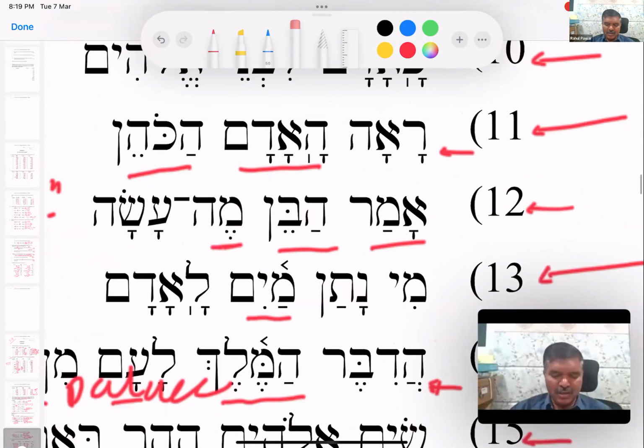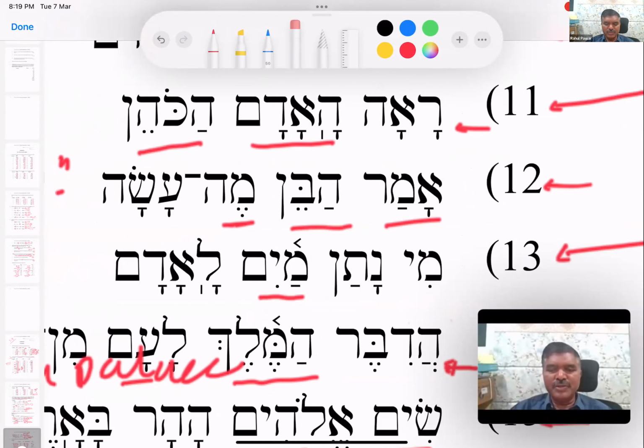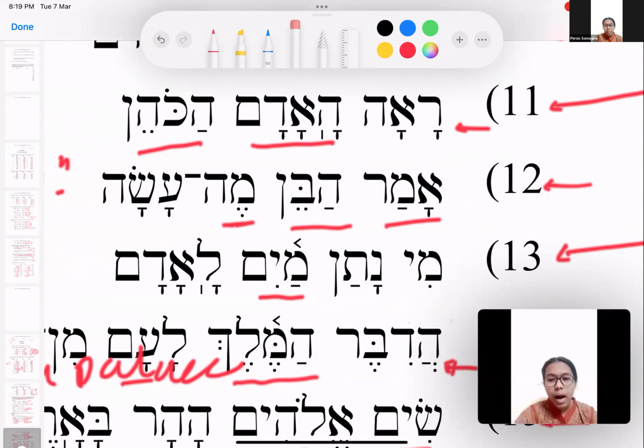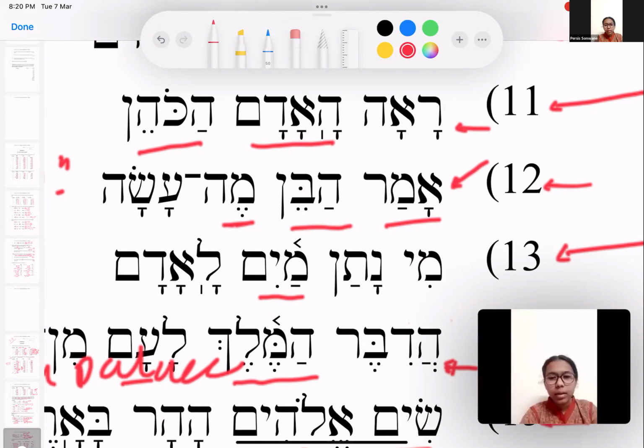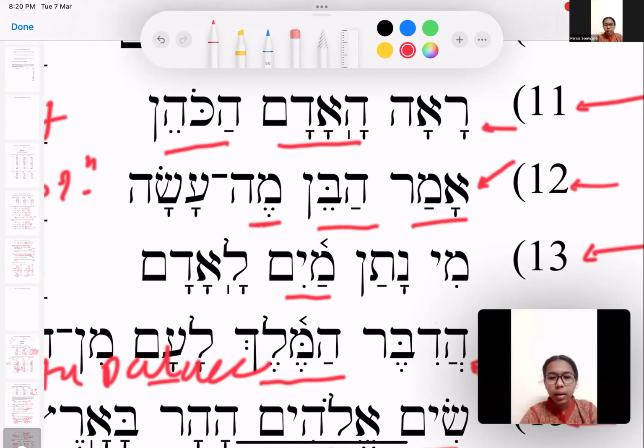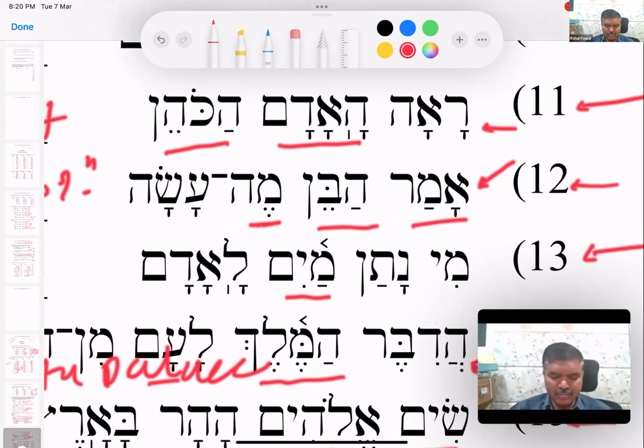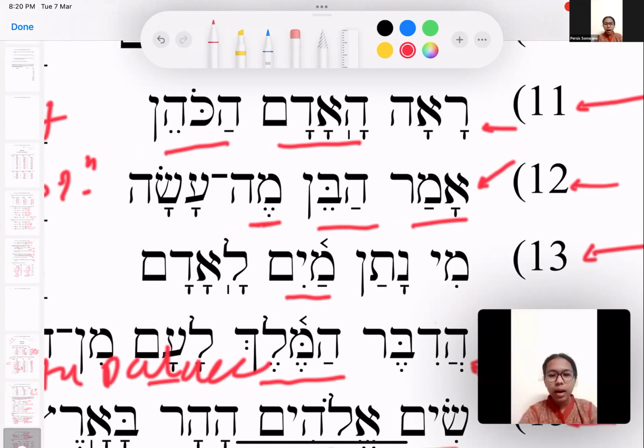Then, 12th one, I want Persis to read this. 12th one in Hebrew. Start from here. Amen. Very good. Haben, me asa.